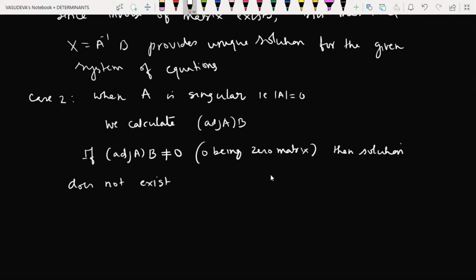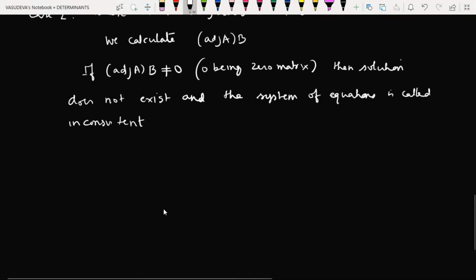We already know that when the solution of the equations does not exist, the system of equations is called inconsistent. Inconsistent means the solution does not exist.